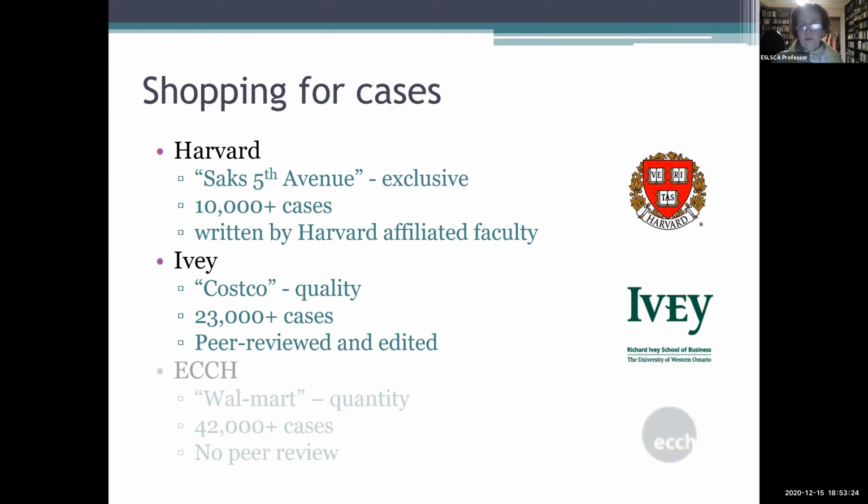And finally, of course, you have the European Clearinghouse. It's the Walmart of cases, where there is a large quantity of them. I think already 50,000 cases, but there is no peer review. So we cannot guarantee that you'll have very high quality cases.